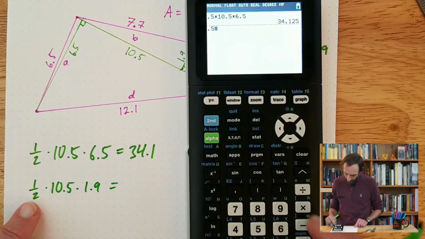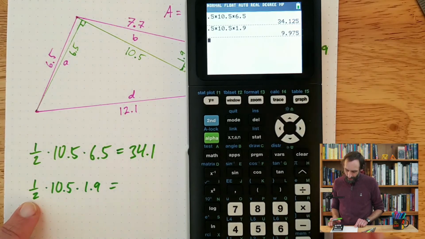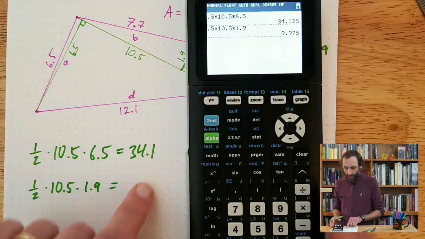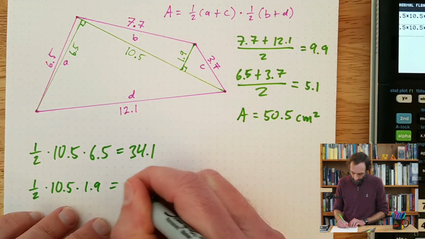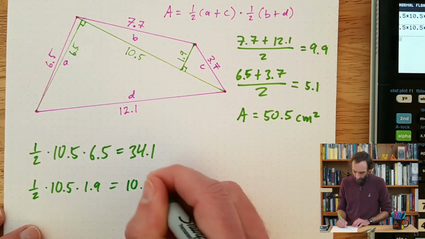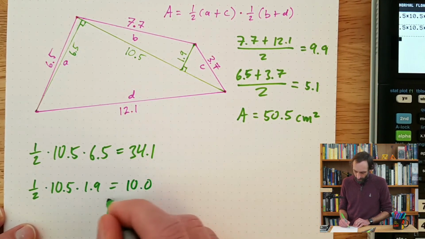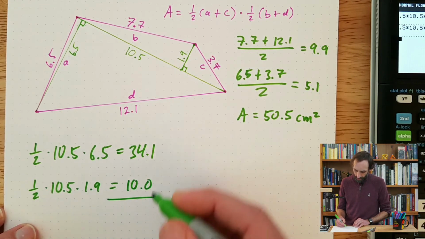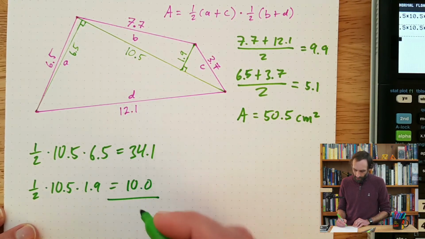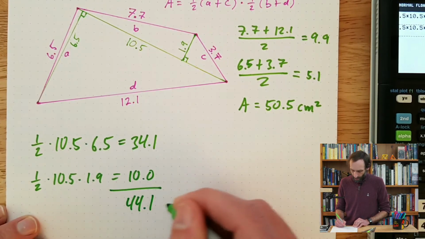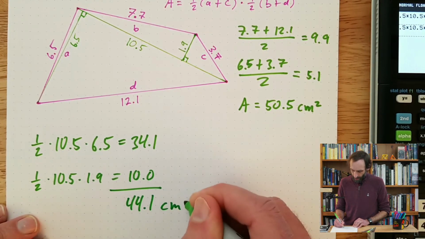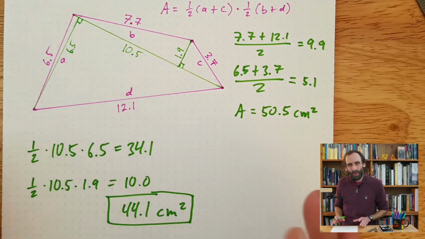So 1/2 times 10.5 times 1.9, and I get 9.9. So actually, if I round this to the nearest tenth, I'm going to get 10 exactly. All right, so 10.0. Now if I add these two together, well, 34.1 plus 10 is 44.1 square centimeters. But what do we notice here?